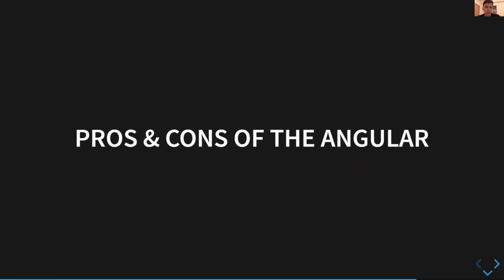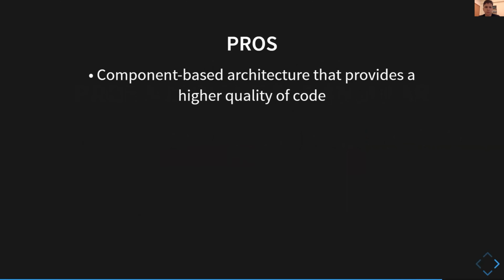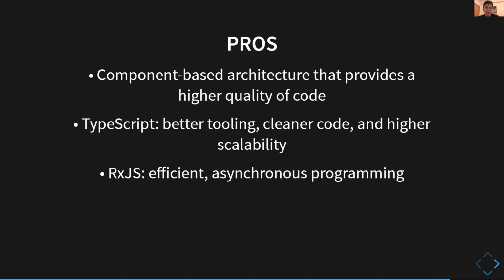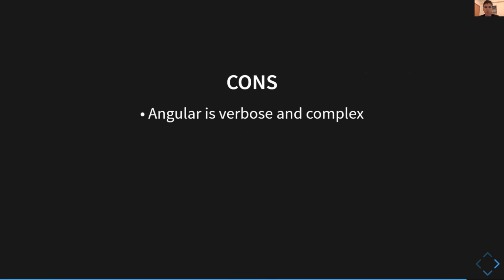So Angular has its advantages and disadvantages. The advantages are as follows. The first one is component-based architecture that provides a high quality of code. Angular means better tooling, cleaner code, and higher scalability. Angular includes the RxJS library, which means efficient and asynchronous programming. Angular has its own directives. Angular offers us high performance, and the disadvantages are next.